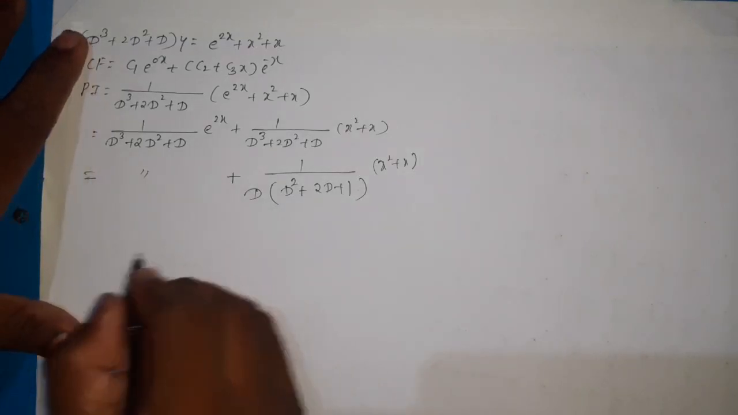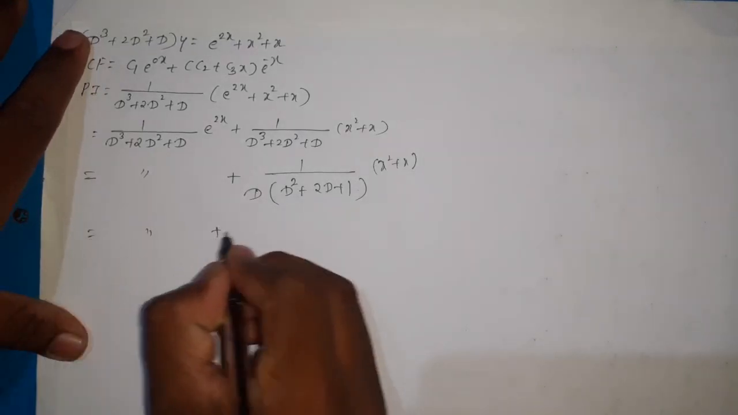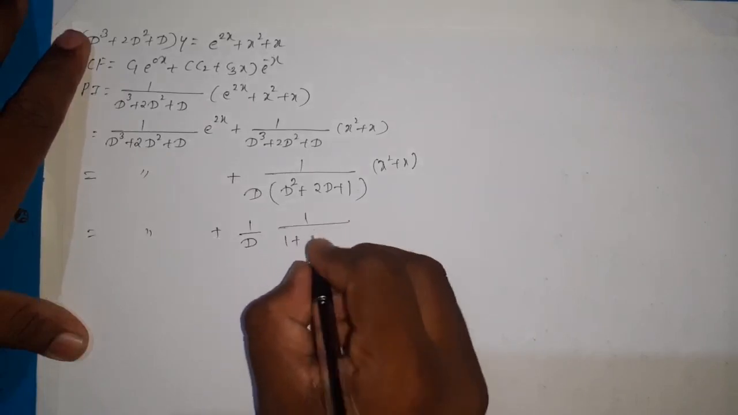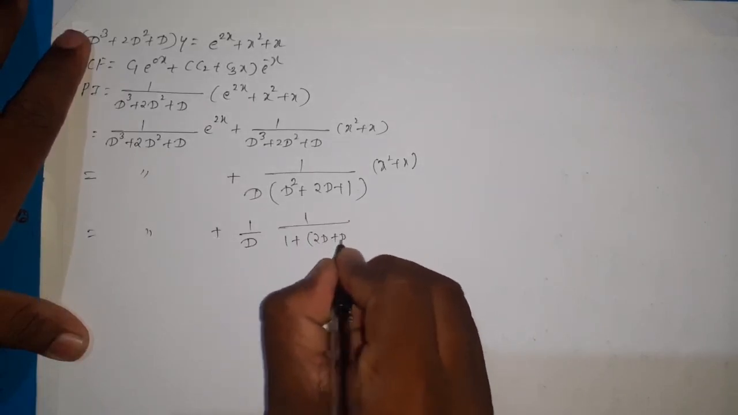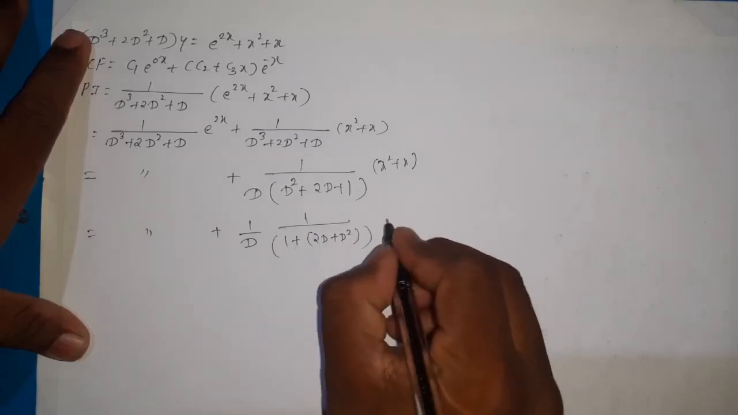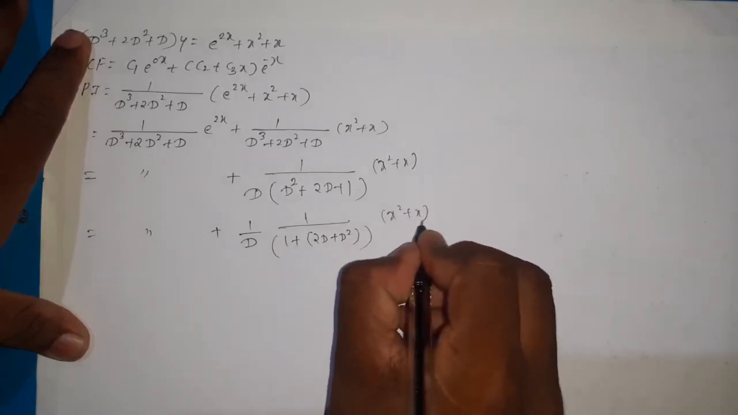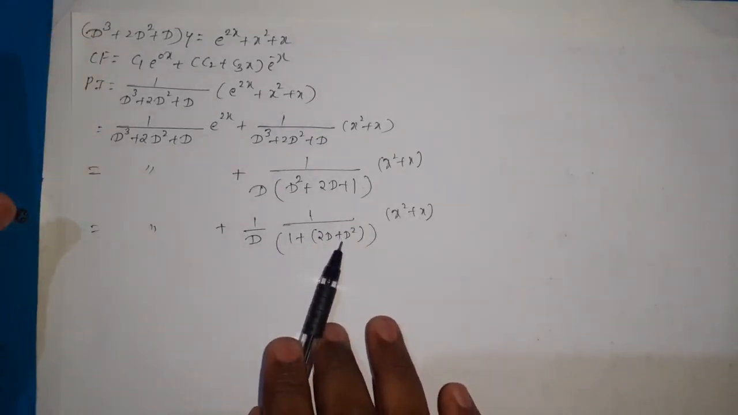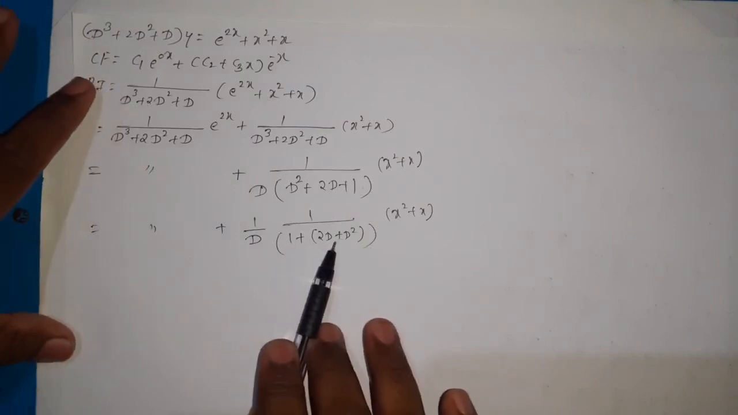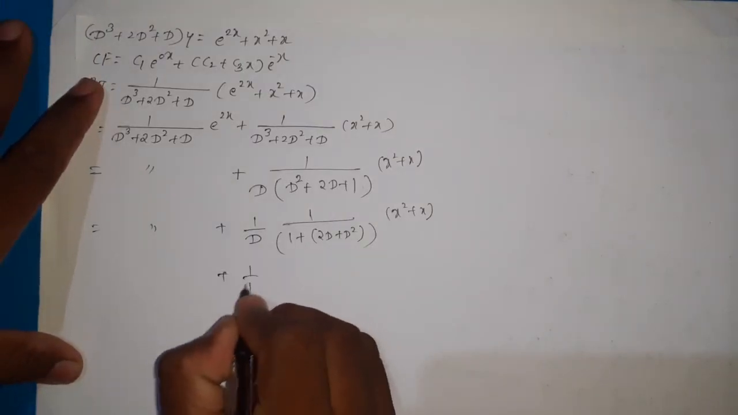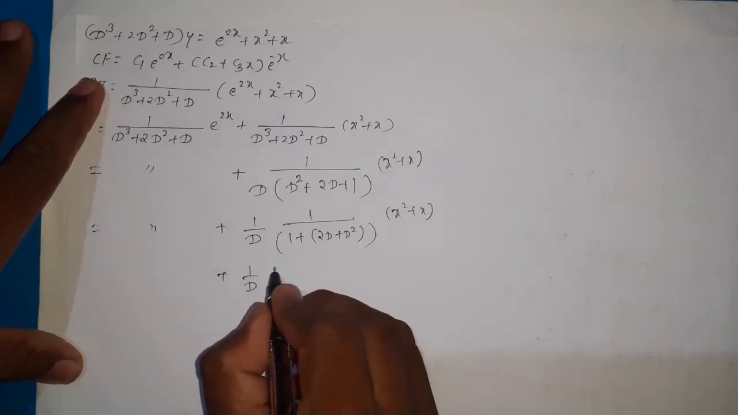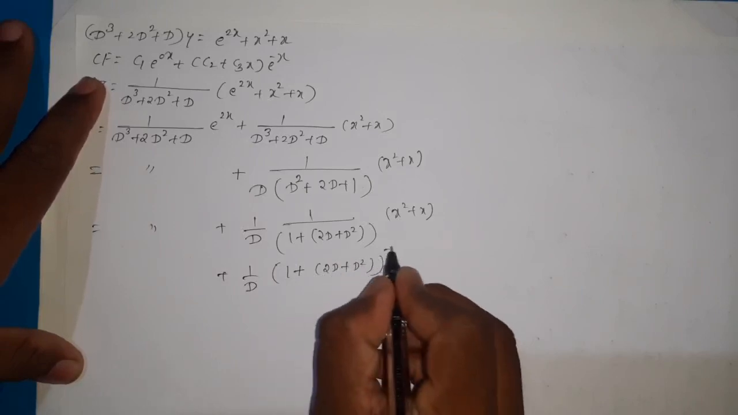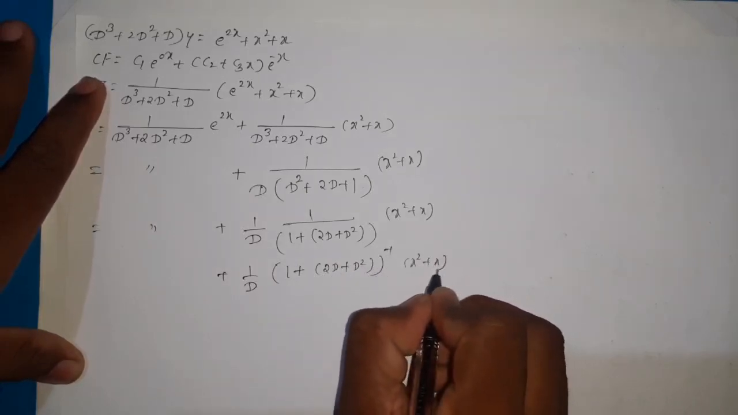Then here the first one as it is, plus 1 by D as it is, then 1 divided by 1 plus 2D plus D square, x square plus x. So here, except one, the remaining function is considered as x, therefore 1 plus x, then plus 1 divided by D, here take this to the numerator, 1 plus 2D plus D square whole power minus 1, x square plus x.